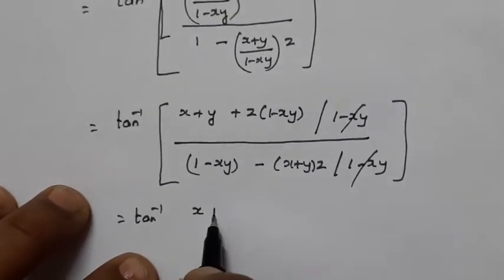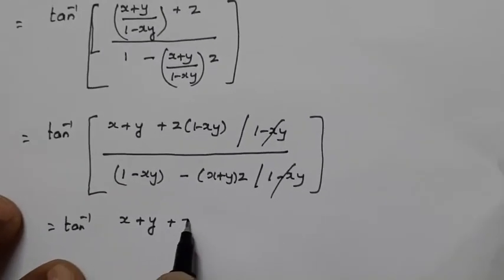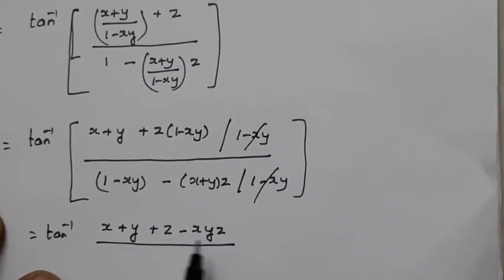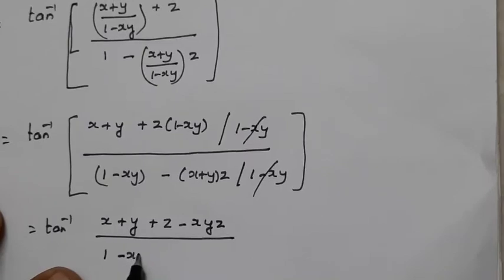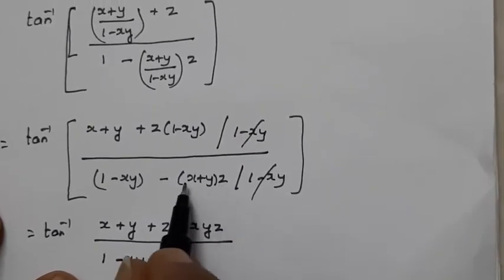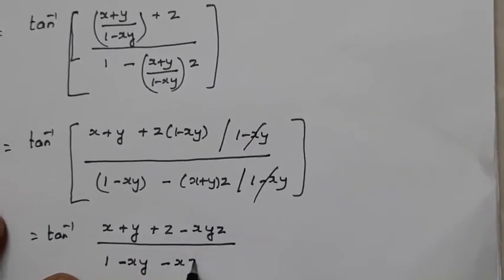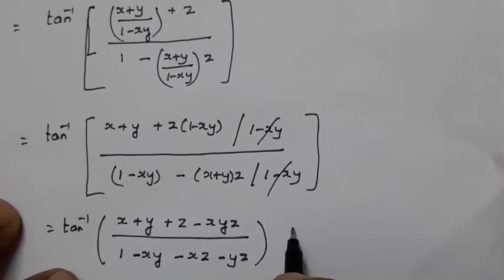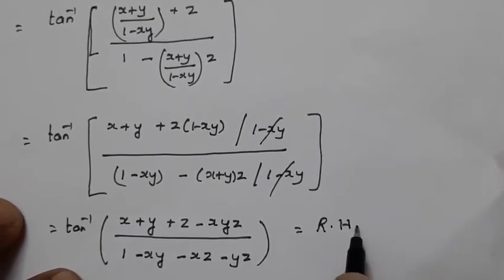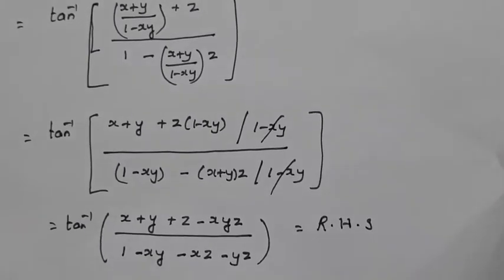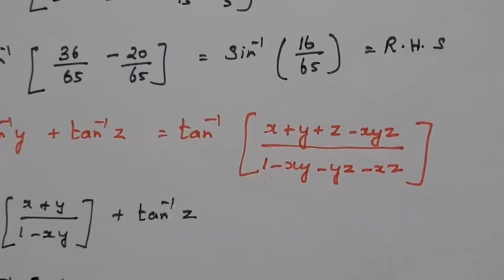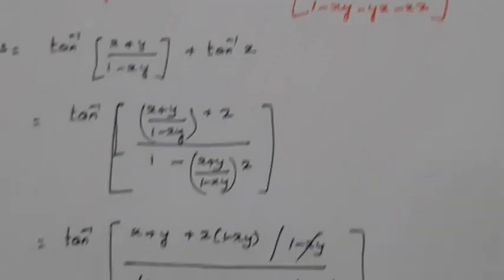So, what happened to the numerator? x plus y plus z minus xyz divided by 1 minus xy, multiplying this z, and minus, we have minus xz and minus yz. This is nothing but our right hand side. So, we have proved the LHS and RHS are equal just by applying the formula tan inverse of x plus tan inverse of y twice.